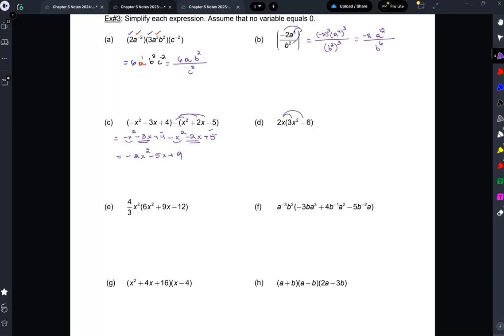Okay, this, we know what to do. We distribute. So I get 6x cubed minus 12x, and we're done.